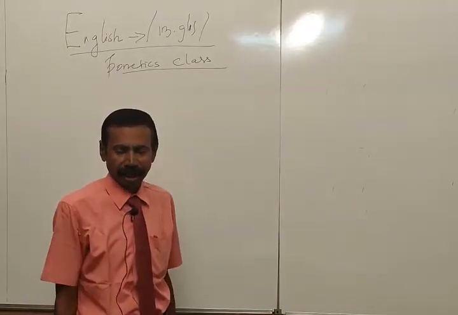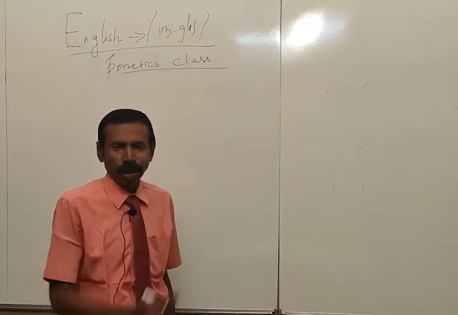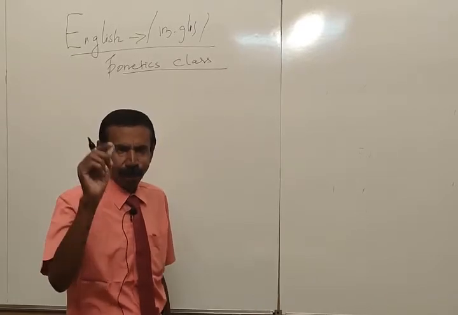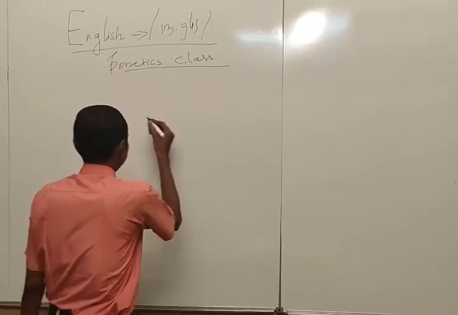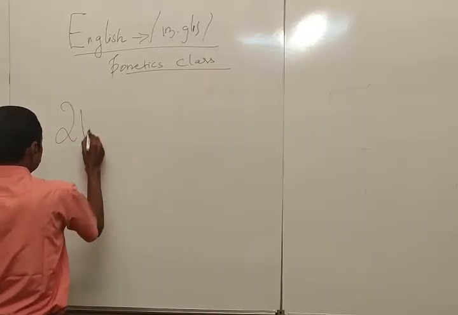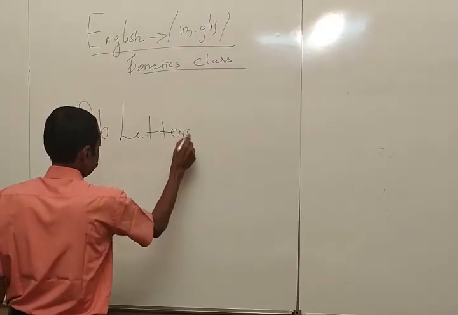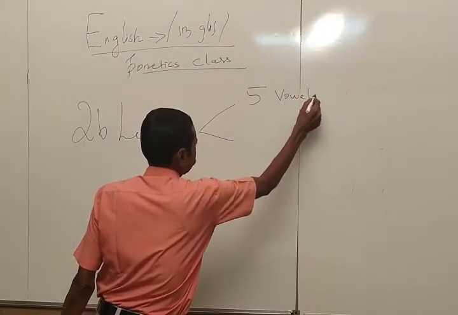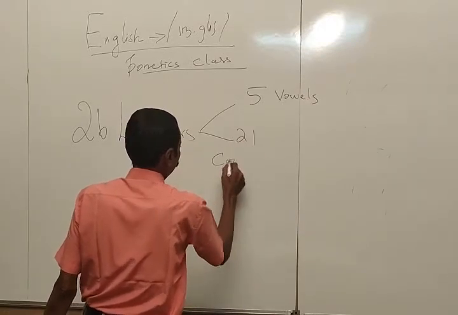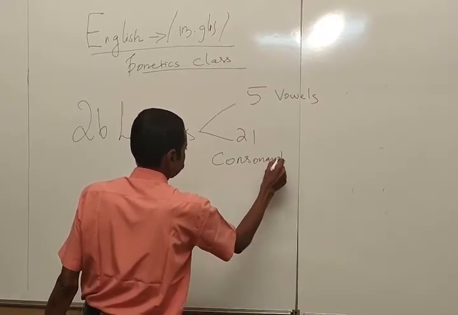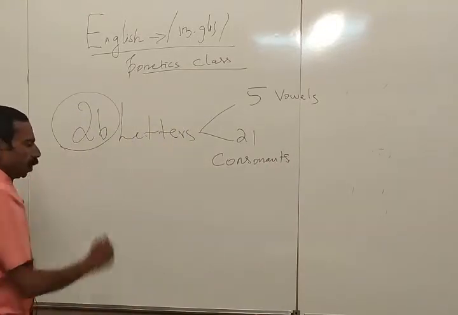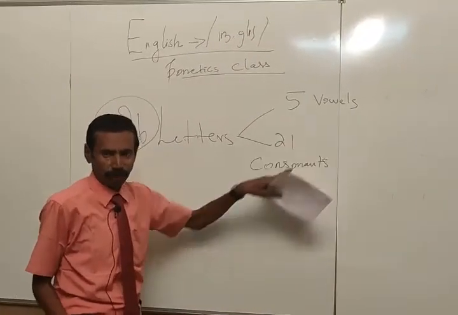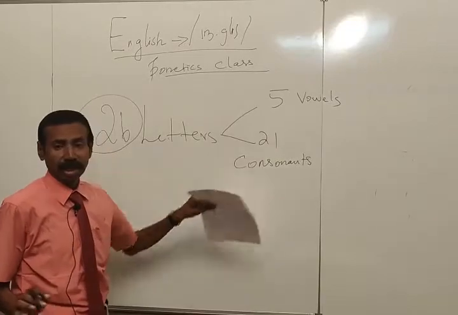As I told you on earlier occasions, in the alphabet we are having both long and short sounds. We are having 26 letters. Of the 26 letters, 5 are vowels and 21 are consonants.